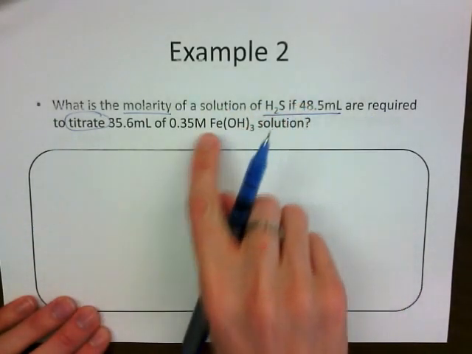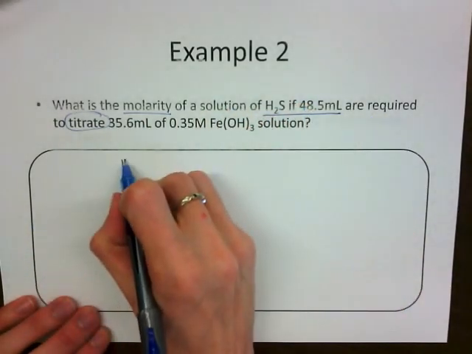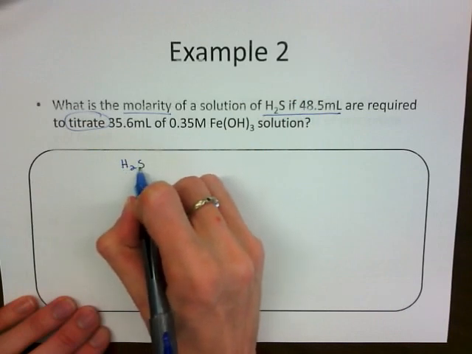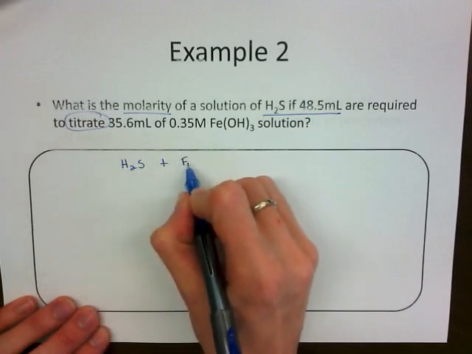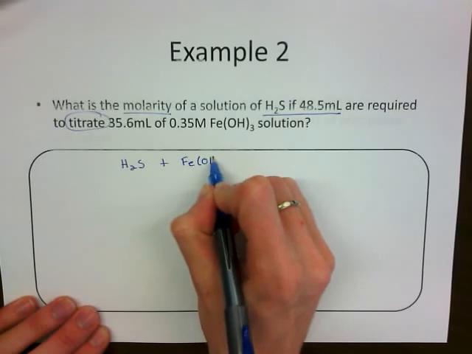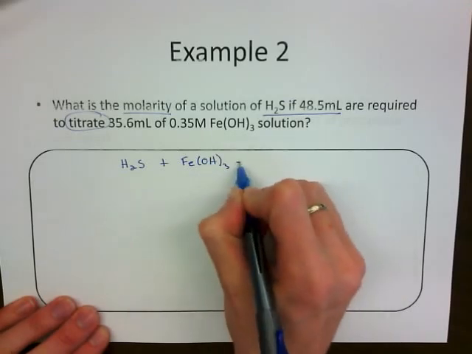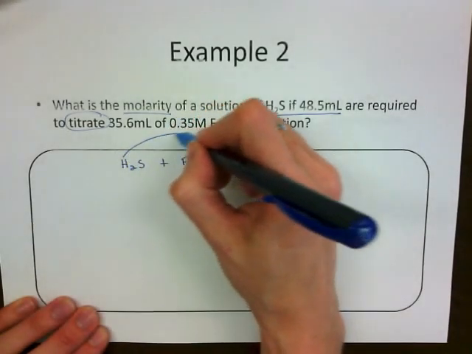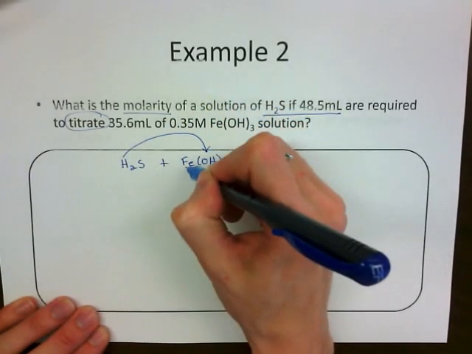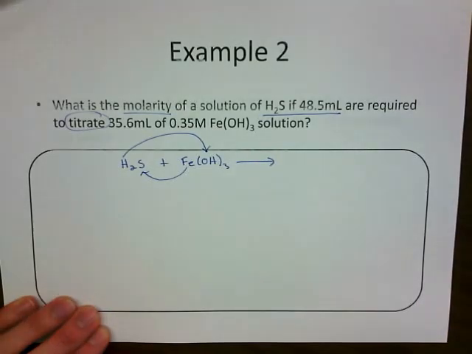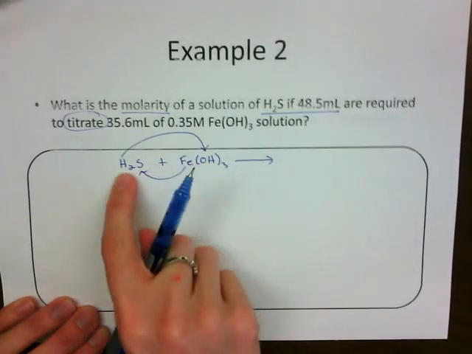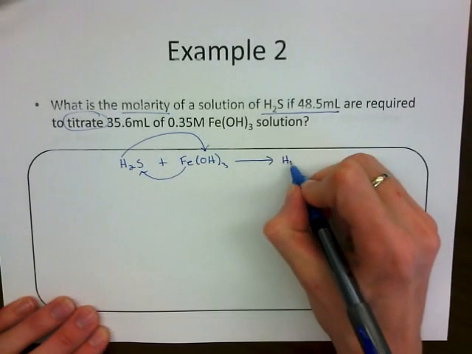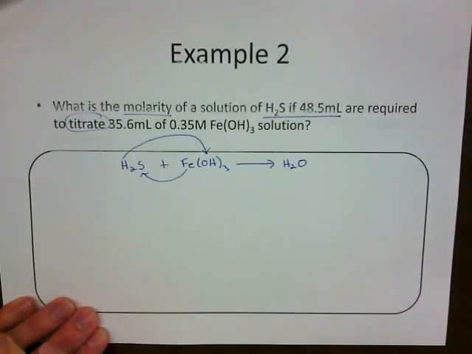But in general, I'm going to start the same way as last time. I have my reactants. I want to form my products. Hydrogen combines with hydroxide. Iron combines with sulfur. Okay, hydrogen hydroxide, we know that that is water.